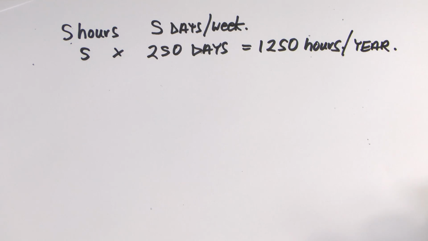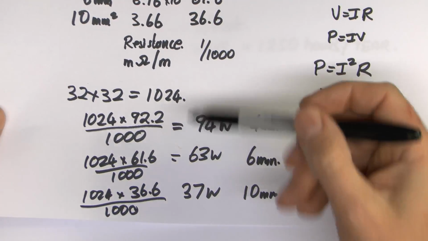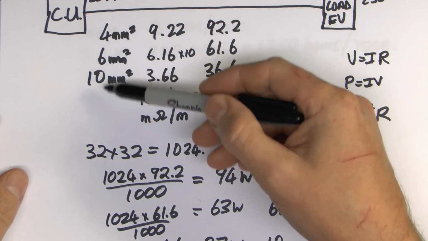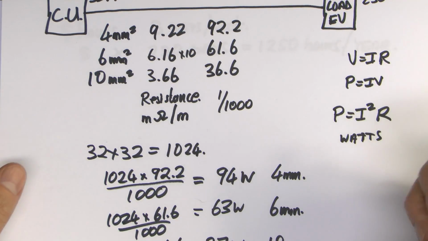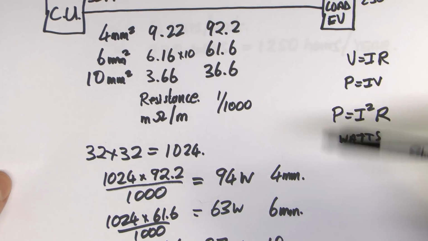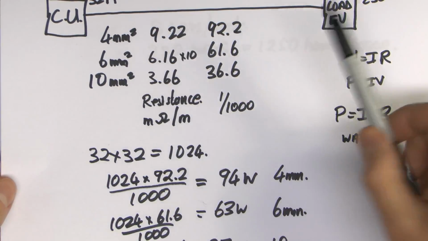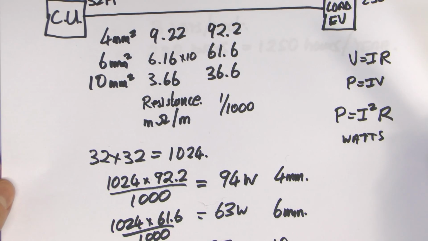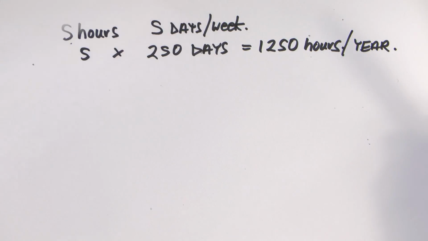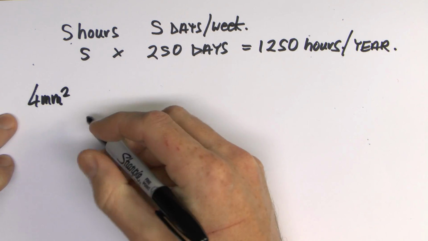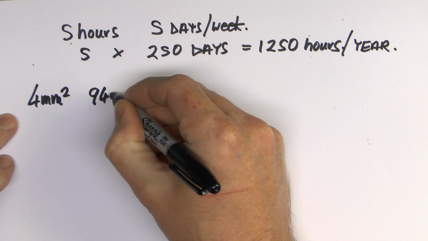Now, what about those figures we had previously? So we had those three figures there, 94, 63 and 37 watts, depending on the size of cable that we chose for the installation, 4, 6 or 10 millimeters squared. And bearing in mind all of these would actually be valid choices, even the 4 millimeter, assuming it was on the surface or within plaster and whatever else. So our 4 millimeter square cable, we saw that was 94 watts.